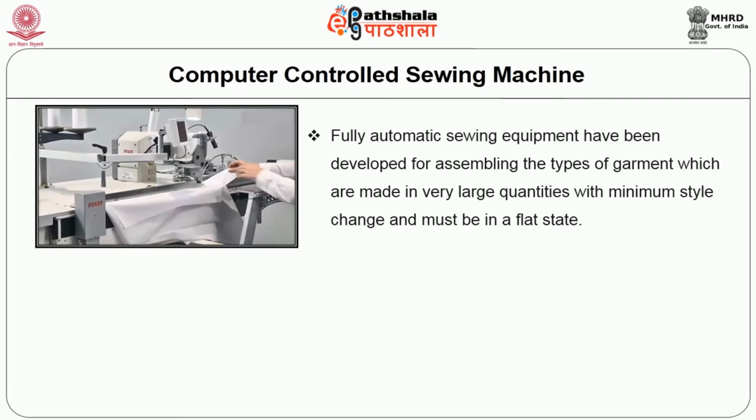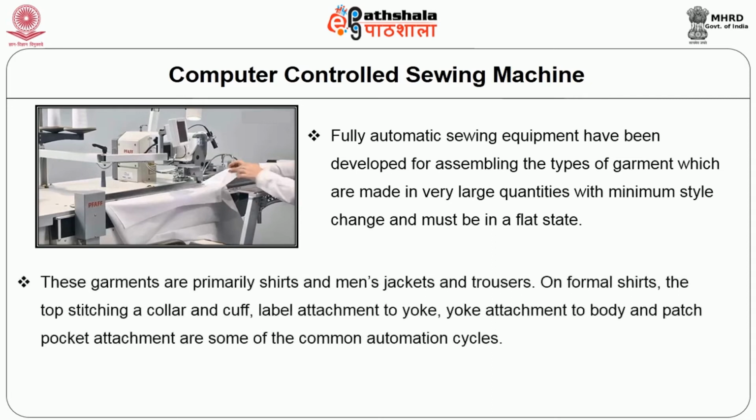Fully automatic sewing equipment has been developed for assembling the types of garments which are made in larger quantities with minimum style change, but the only condition is that it has to be in a flat state. These garments are primarily shirts and men's jackets and trousers.